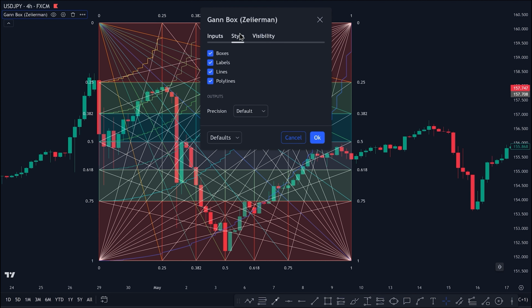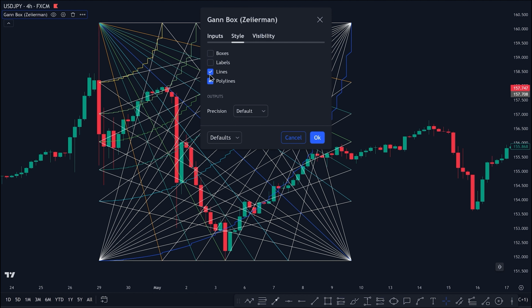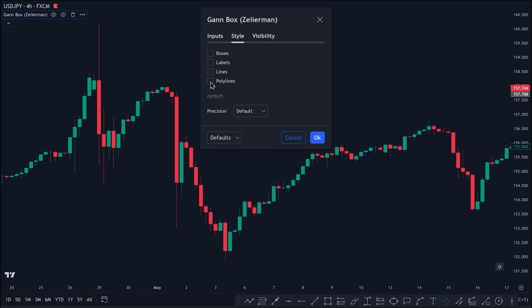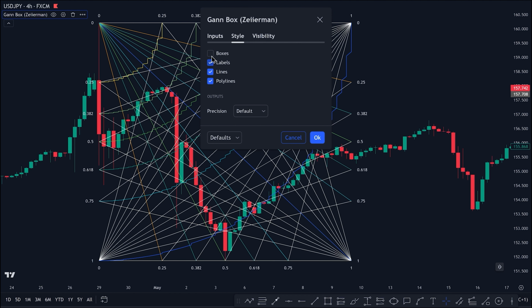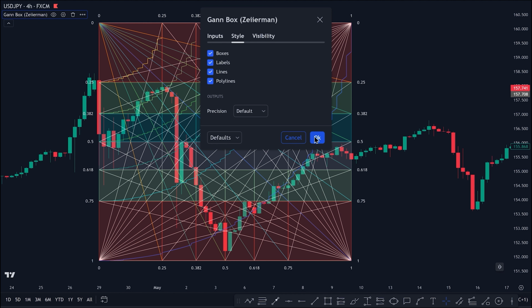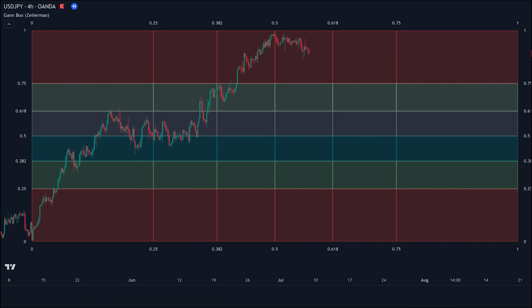Additionally, the Style section includes options for boxes, labels, lines, and polylines. Enabling or disabling these will affect how these elements appear on the chart. For this video, we're going to use the default settings. Next, we're going to explore how we can use the Gann box indicator in our trade.